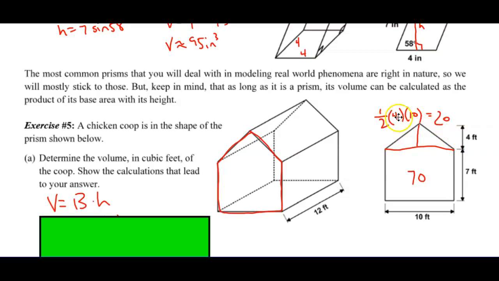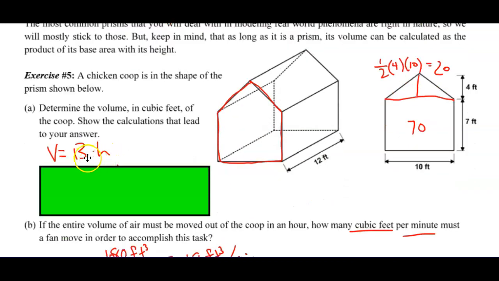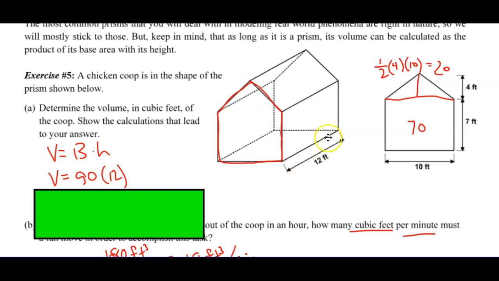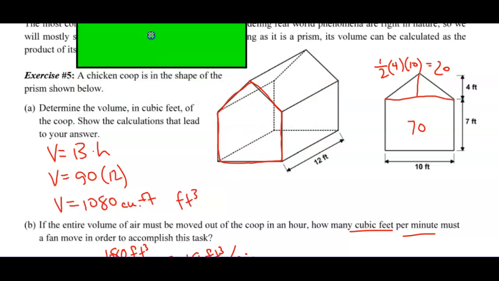So the triangle is 1/2 base times height, or 20. The rectangle is 10 times 7, or 70. So that means that my base area should be 90. The height of the prism is 12. That's the connecting rectangle between the two pentagons. And so the volume of this thing would be 1,080 cubic feet, or feet cubed.